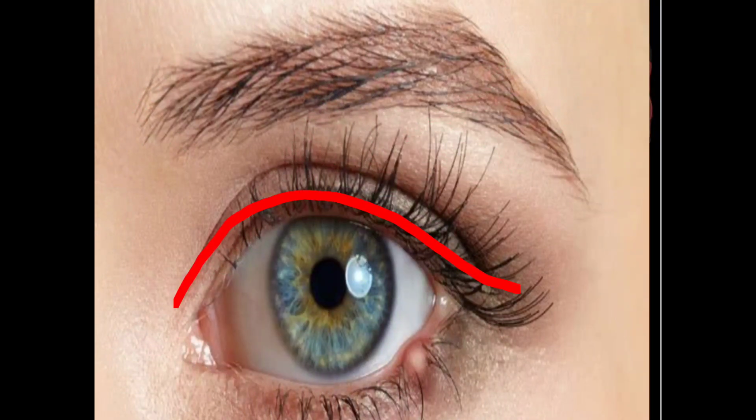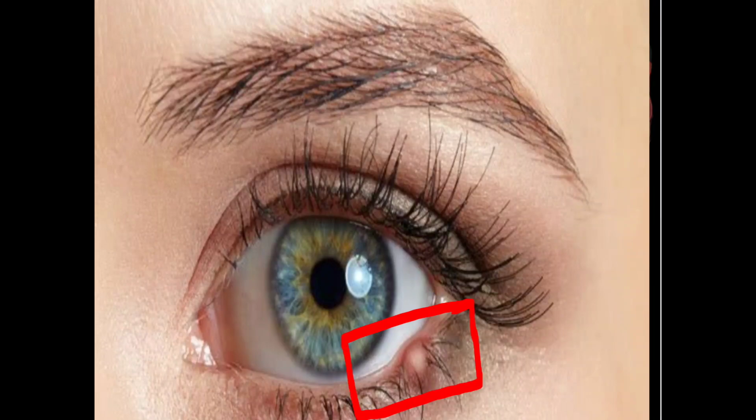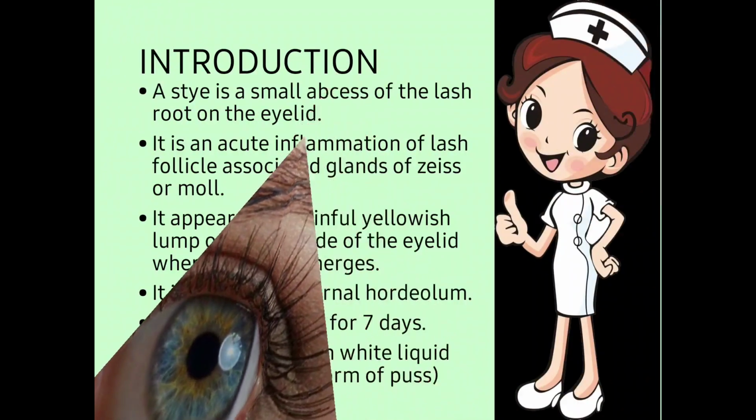Here is an upper eyelid and this one is the lower eyelid. You can see that there is an abnormality present at the lower eyelid. This abnormality is known as stye. So let's move to the introduction.